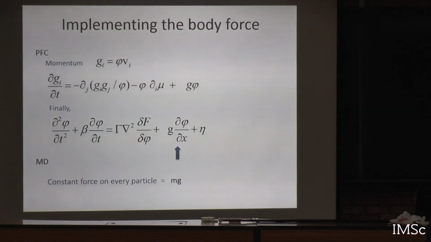First, within MD it's quite easy because you are dealing with particles and you have a force. When you have gravity, you just have a force mg. So basically it's a constant force applied on all particles. Whereas in the continuum language used in PFC, you have to think of the momentum equation, where rho is the density and v is the velocity. In the momentum equation, which is the Navier-Stokes equation, the body force comes as g times the density. This is a constant.